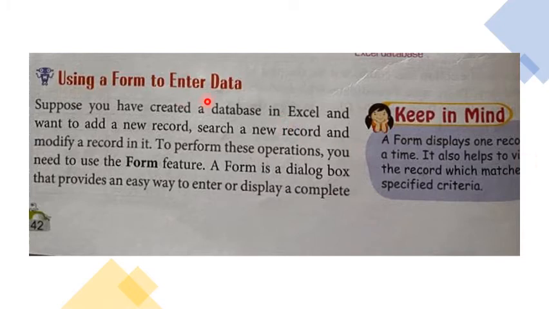Next is using a form to enter data. Now students, in this chapter we are using Excel as a database. We know that in an Excel worksheet we have data in the form of rows and columns. So we use a form to enter data in that worksheet. What is a form? A form is a dialog box that provides an easy way to enter or display a complete row of information or record.